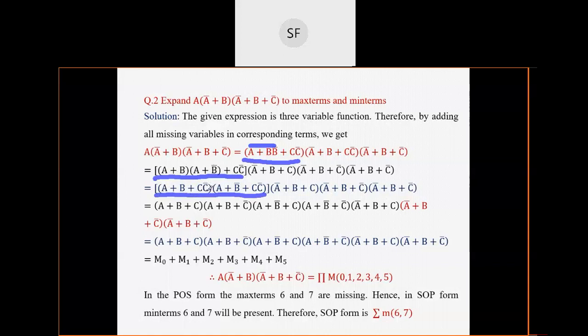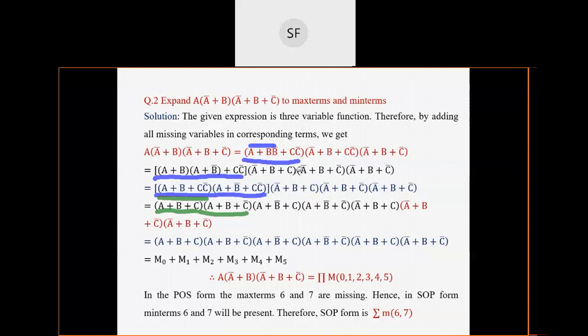A plus B plus C bar, again A plus B bar, this term also we gave C bar. Now again you have to expand this term. Let's say I am denoting it because I am considering this term. Now A plus B plus C, A plus B plus C, again A plus B plus C bar, A plus B plus C bar. Similarly here also A plus B bar plus C, A plus B bar plus C, and in the other bracket A plus B bar plus C bar, A plus B bar plus C bar.